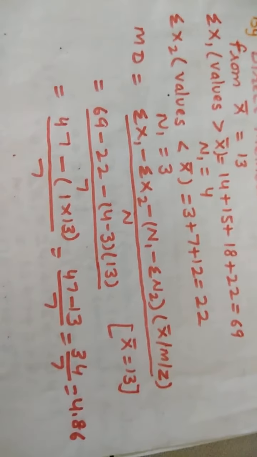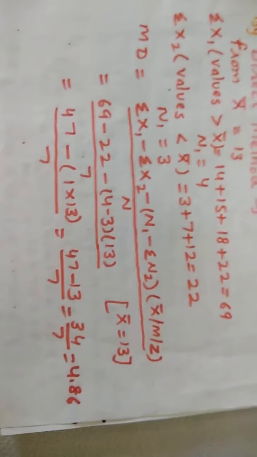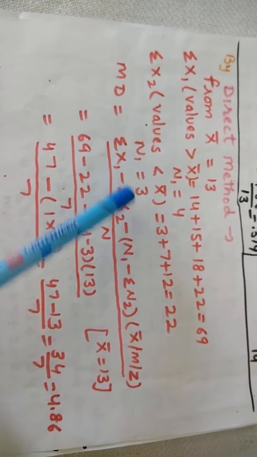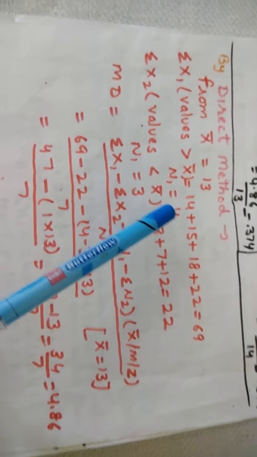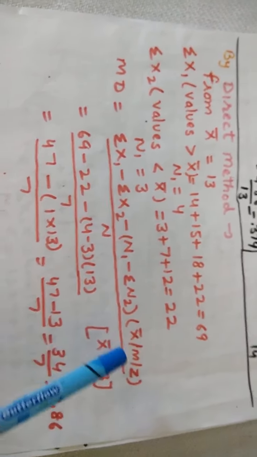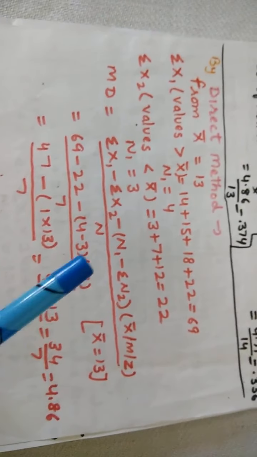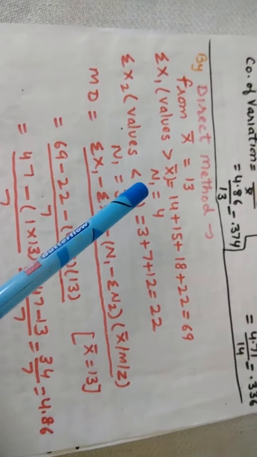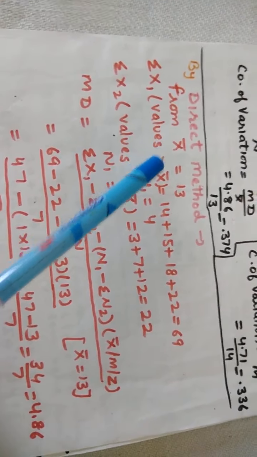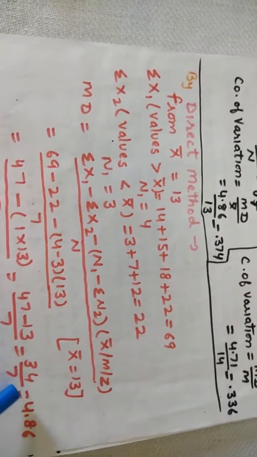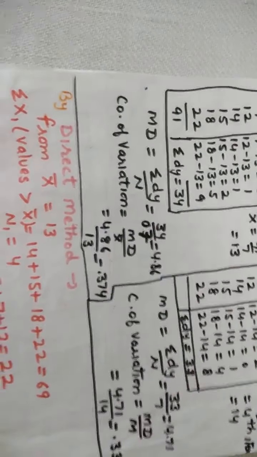Then put the values in the formula: summation x1 minus summation x2, minus n1 minus n2, multiplied with mean or median or mode. x1 value is 69, x2 value is 22, n1 is 4, n2 is 3 and mean is 13. By calculating we get 4.86. In the direct method, the mean deviation calculated from the mean, or with the direct method, its value will be the same, 4.86 and 4.86.